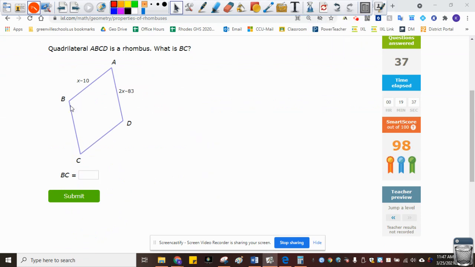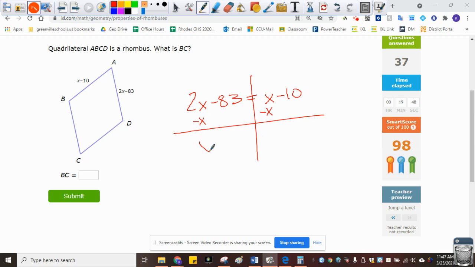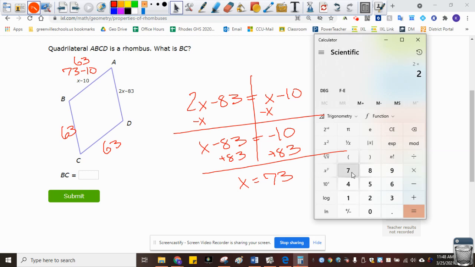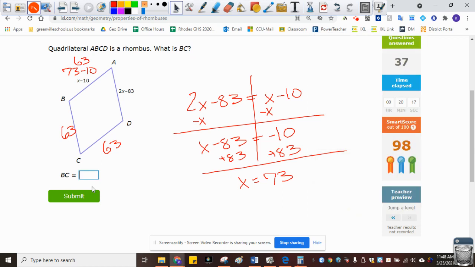All right, last one, they have to be equal to each other. All sides of a rhombus are equal to each other. All right, and hopefully that helps and you can get your grade back up to an 85. Well, x equals 73. 73 minus 10 is 63. So all sides have to be 63. And just to make sure I did it right, I can always plug it into that side. 2 times 73 minus 83 is 63. So all of the sides equal 63.